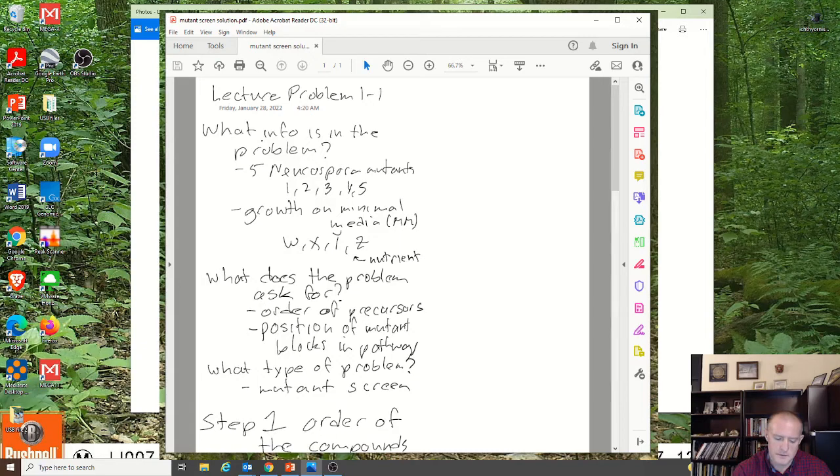And so the information is growth on minimal media with supplement, and those supplements are W, X, Y, and Z. And we also know from the problem that Z is the nutrient that is required to grow these particular Neurospora mutants, right?